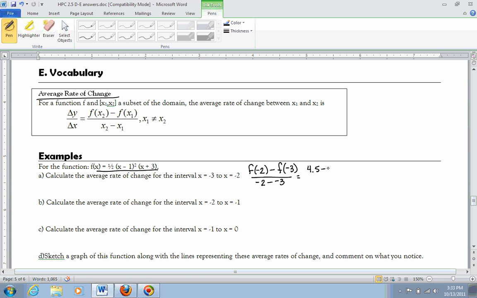The value of the function at -3 is 0. -2 minus -3 is like adding, which is 1. So that slope, the average rate of change, is 4.5.